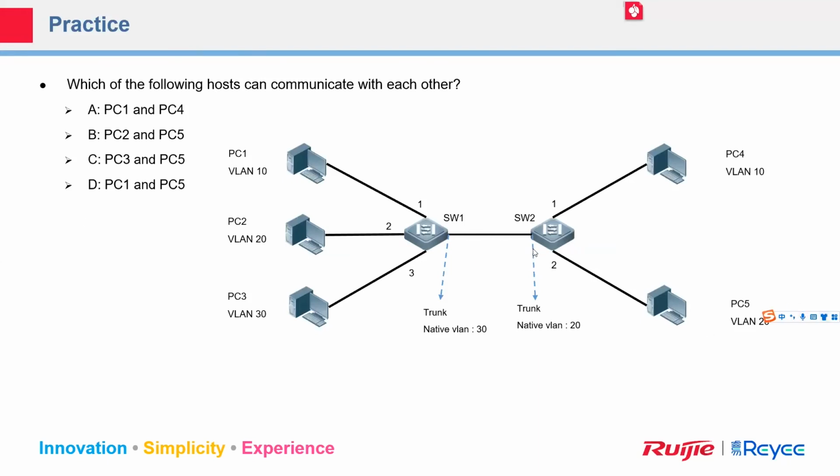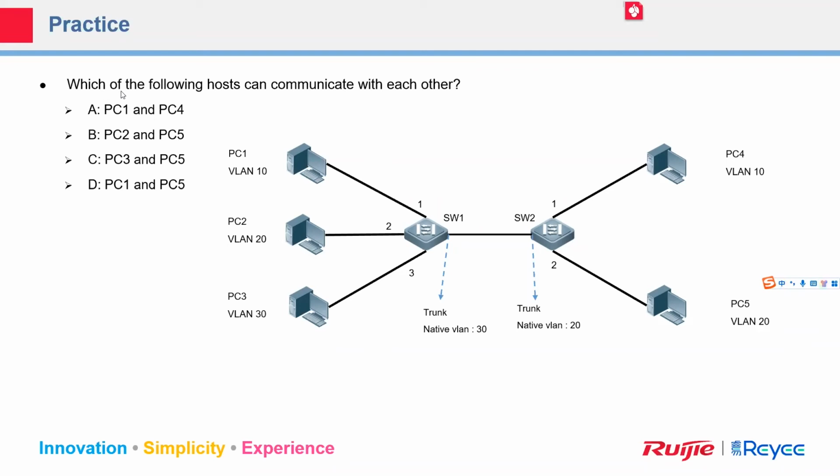There are two switches. Between the two switches, the interface type is trunk, but the native VLAN is different. The left one native VLAN is 30, the right one native VLAN is 20. And then the switch one connects with 3 PCs. All of them, the interface type is access interface, but the VLAN ID is different, 10, 20, 30. The right one also is access interface, 10 and 20.